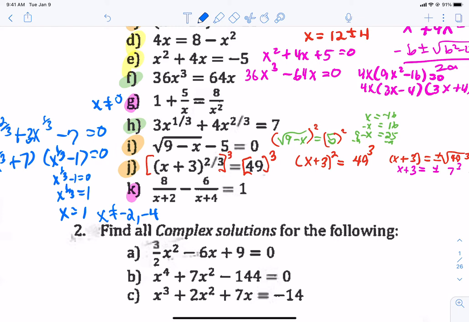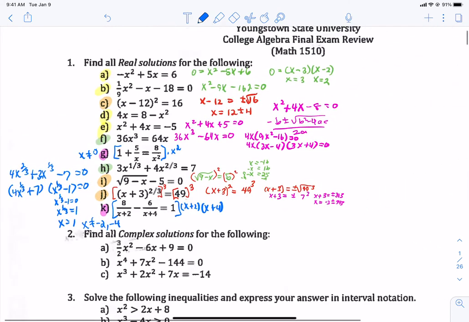For both G and K, you are going to multiply through by the common denominator. So let me get you started with that. For G, multiply everything through by x squared, because that's your common denominator. For K, we actually need to multiply by two things, an x plus 2 and an x plus 4.